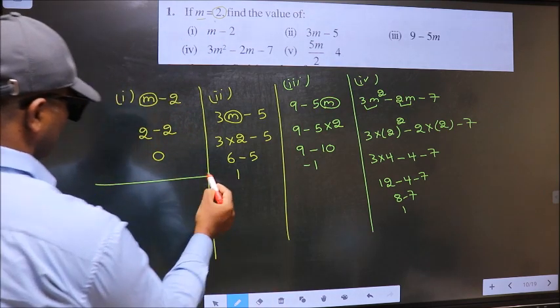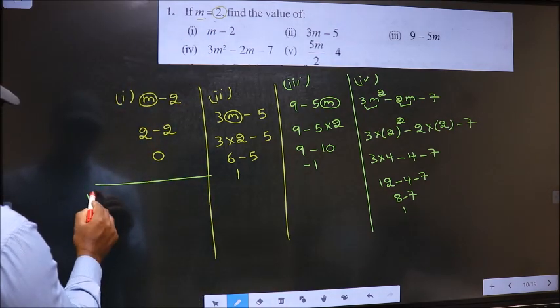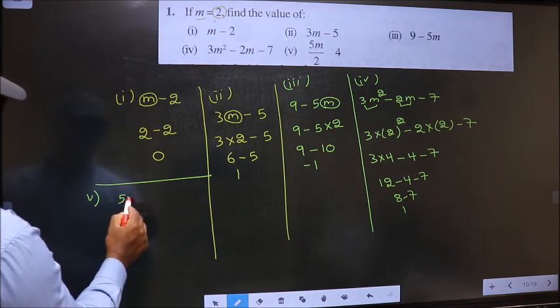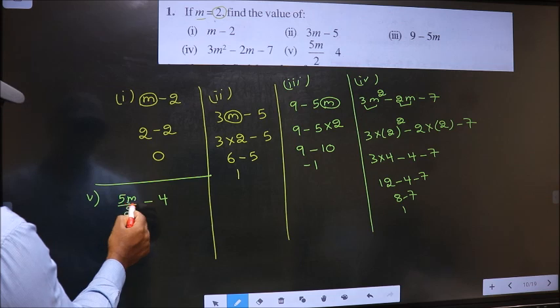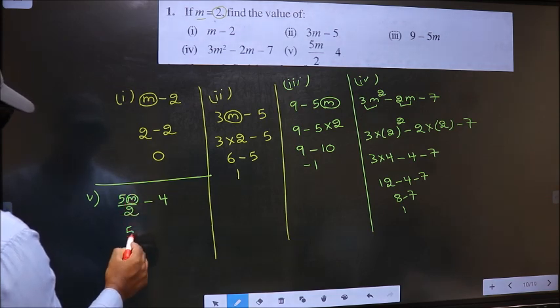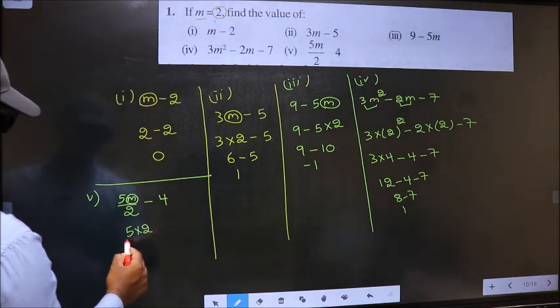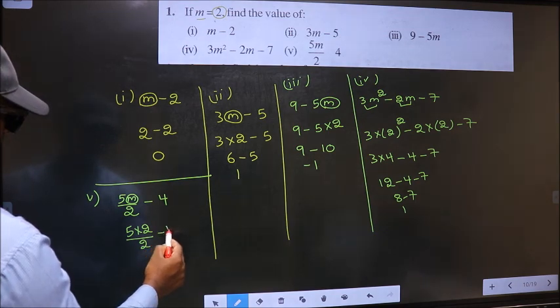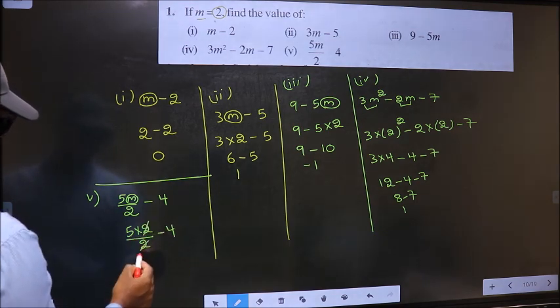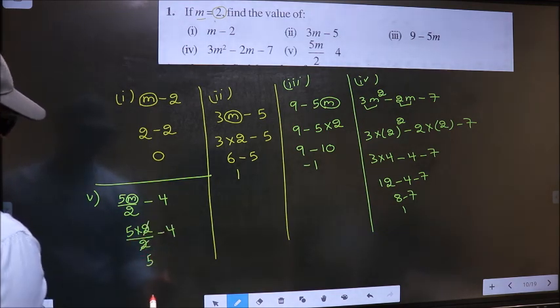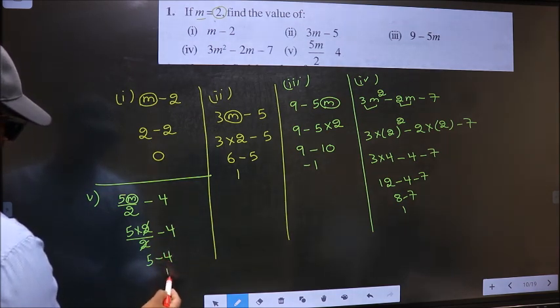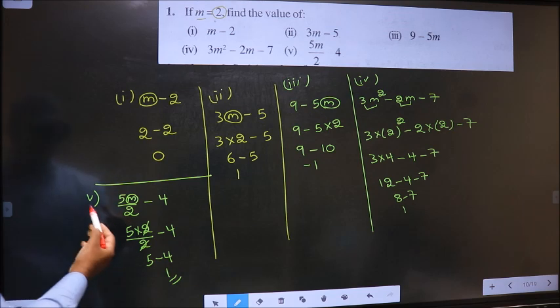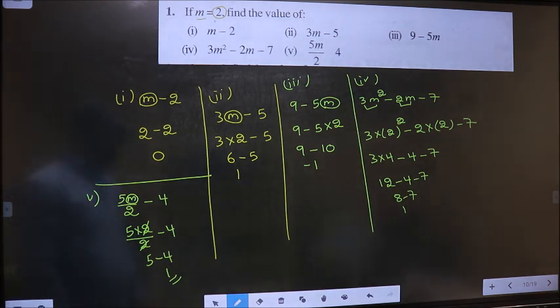Now the fifth bit. 5m by 2 minus 4. In place of m, we should write 2, so 5 into 2 by 2 minus 4. Now this 2 cancels out, we are left with 5 minus 4. 5 minus 4 is 1. 1 is the answer for the fifth bit.